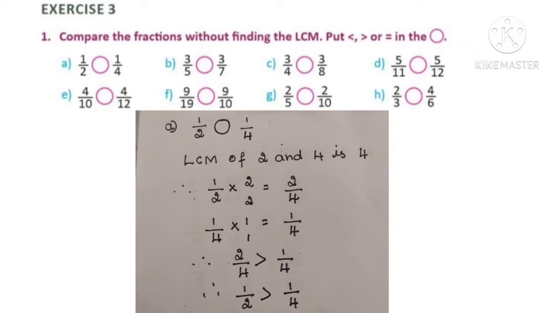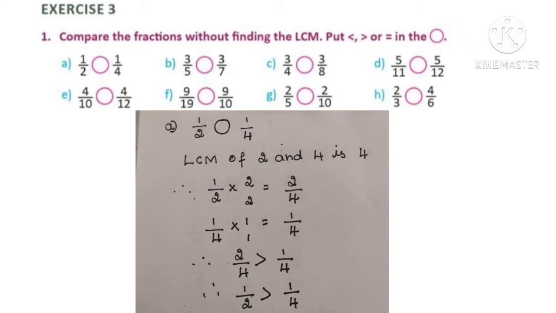After that, take the fraction 1 by 2. In denominator we should get 4. So, multiply numerator and denominator by 2. What we got? 1 into 2 equal to 2, 2 into 2 equal to 4. Next fraction 1 by 4. Here denominator is 4 itself. So, we have to multiply by 1, or as it is you can write. We will get 1 by 4.